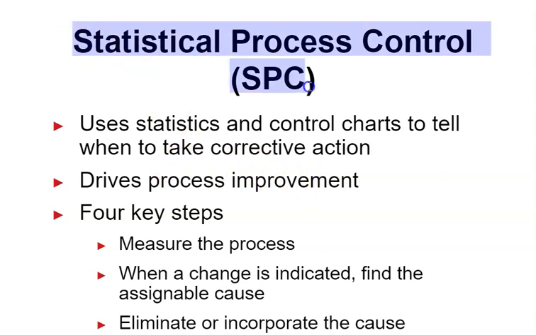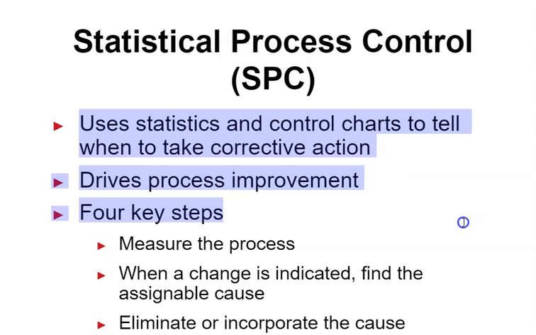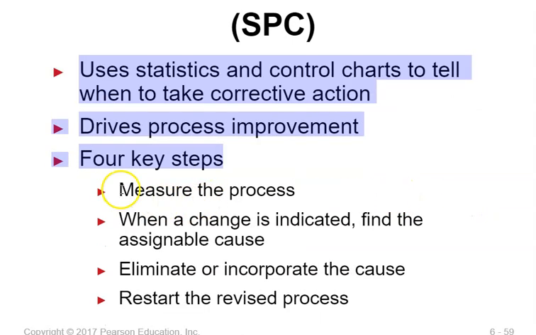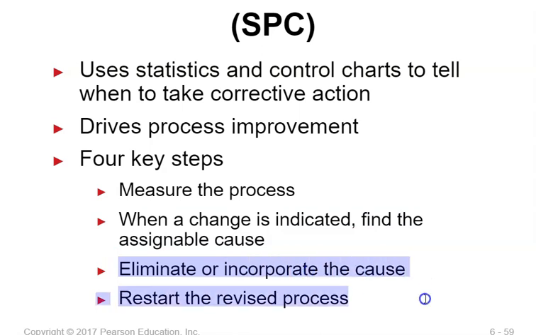Okay, statistical process control uses statistics and control charts to tell when to take corrective action, and drives process improvement. The 4 key steps are: measure the process, in fact you're collecting data; when a change is indicated, find the assignable cause, and you can use a cause and effect chart here; eliminate or incorporate the cause; restart or revise the process.